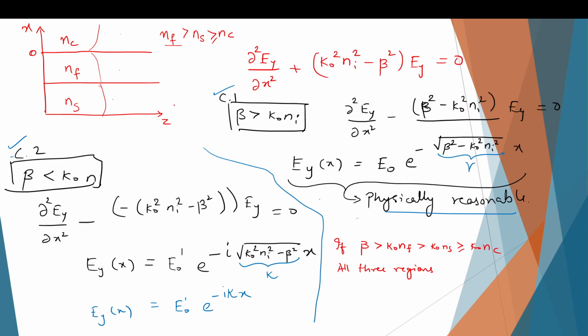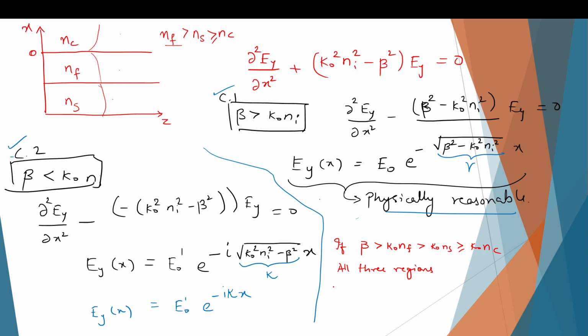Either it can decay, or we can have a plus solution here and it can grow exponentially. Both cases will be physically unreasonable, because if it's growing exponentially, then we cannot have infinite energy. So that is that.